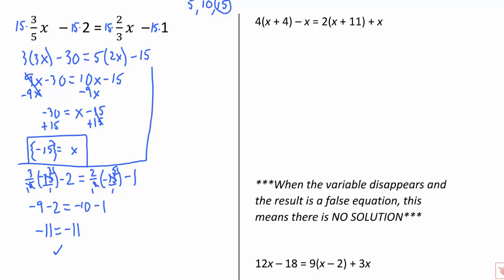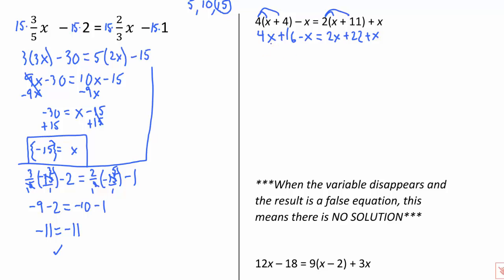Maybe. So what we want to do here is start out by simplifying. That means we're going to distribute the 4 and distribute the 2, and then combine like terms and solve. Distributing the 4, that gives me 4x, and then 4 times 4 is 16. Then we have the minus x is equal to 2 times x is 2x. 2 times 11 is 22, and then plus x.